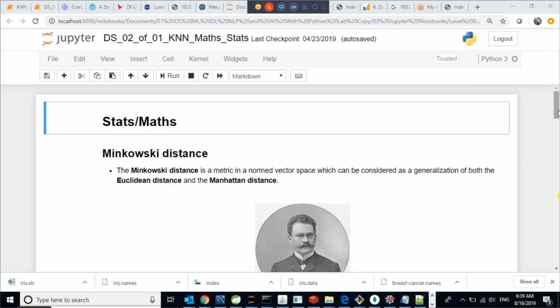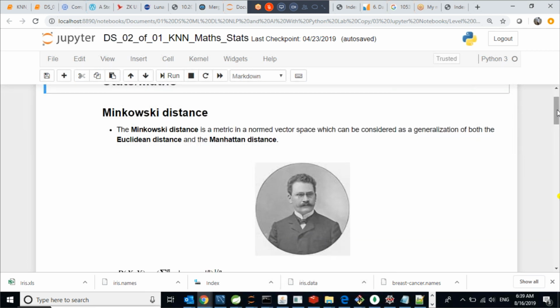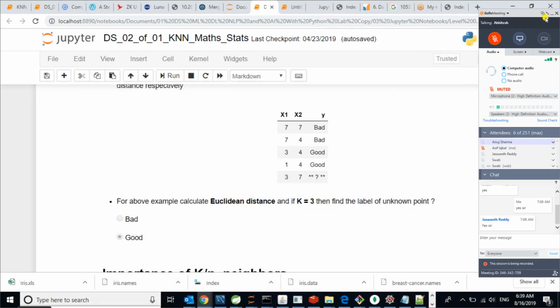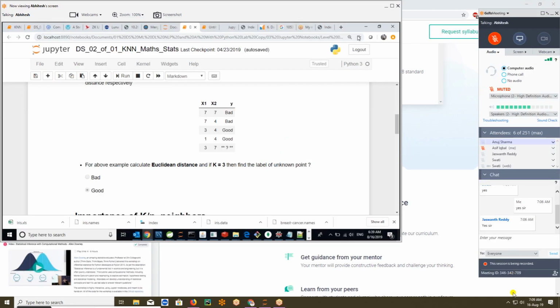So let's see. Here we will see Minkowski distance. What is Minkowski distance, and why are we using it? Let's suppose I am giving you a scenario. Let's suppose I have some data.